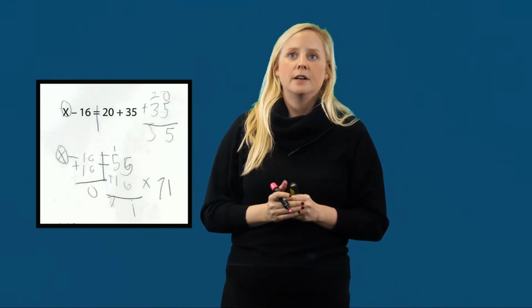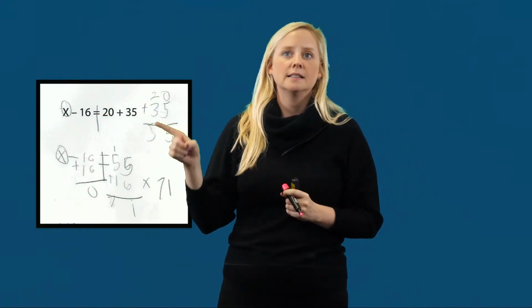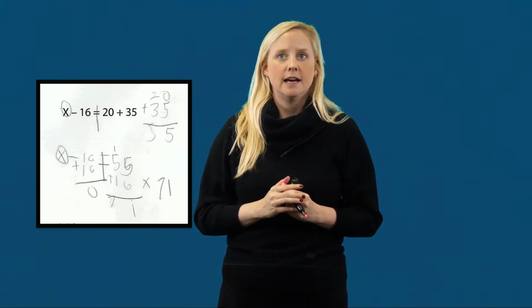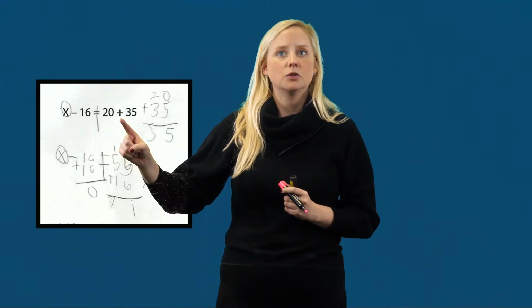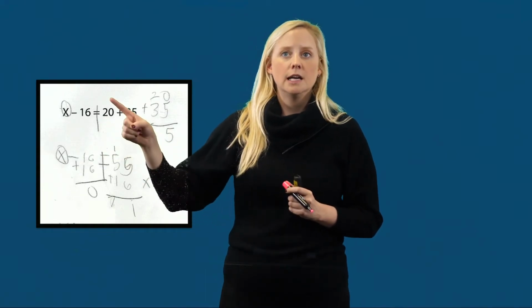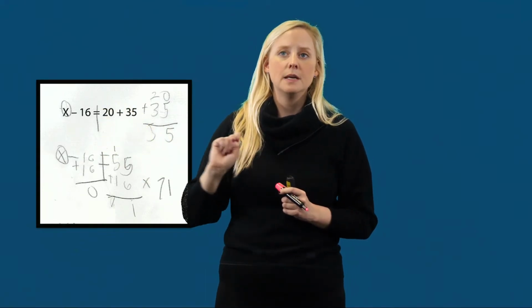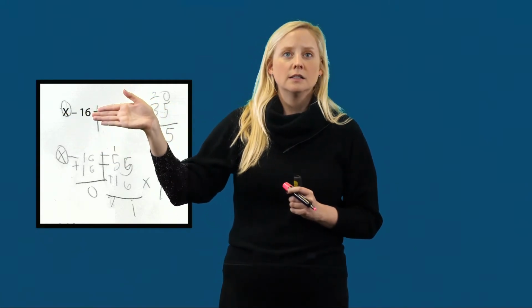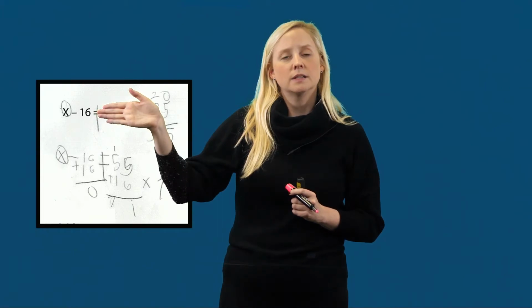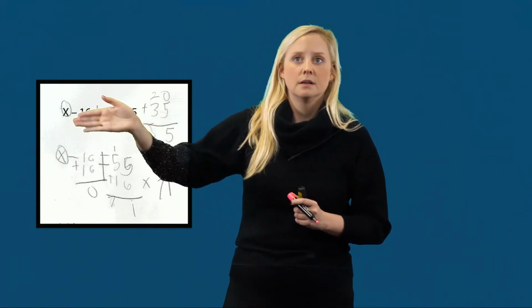Here is an example of a non-standard equation where the student had to simplify a side before isolating the x. This equation reads x minus 16 is the same as 20 plus 35. Here we see the student drew the line down from the equal sign and circled the x. So we covered up this side of the equal sign. There's nothing we could do ahead of time.